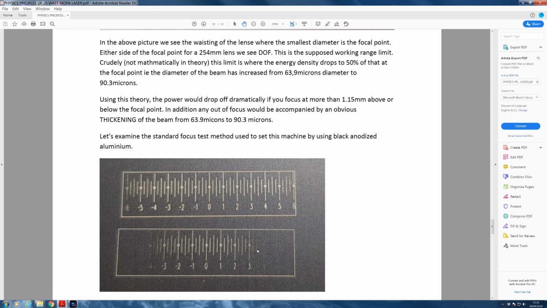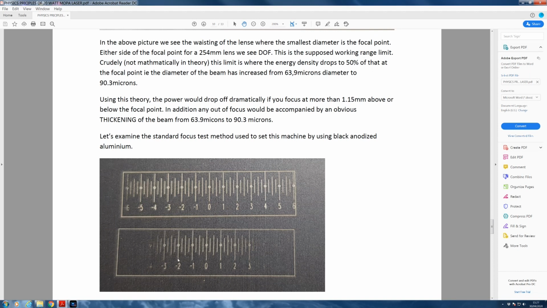Now, if we were getting symmetry because the beam was going out of focus, it would start going out of focus, according to JPT, at plus or minus 1 millimeter. We should find that we've got a 65 micron line just there in the center. By the time we get out to plus or minus 1 millimeter, we should see that line growing to 90 microns. Does that look like a 90 micron line? No, it looks exactly the same as that 60 micron line.